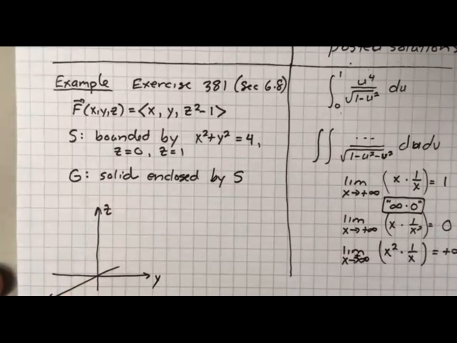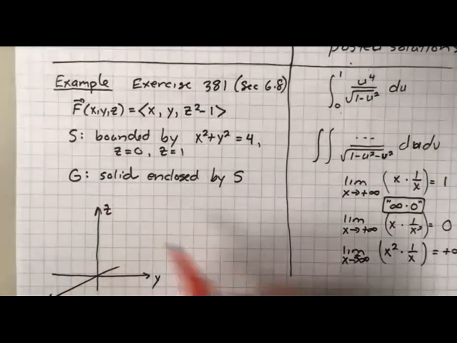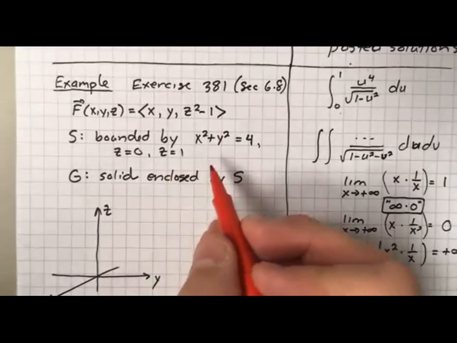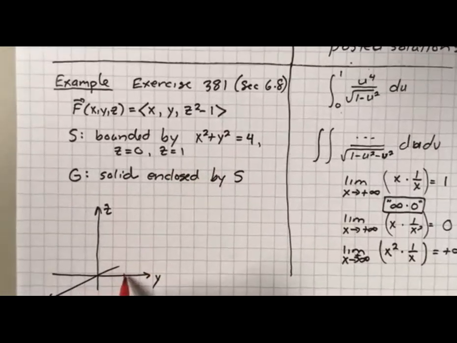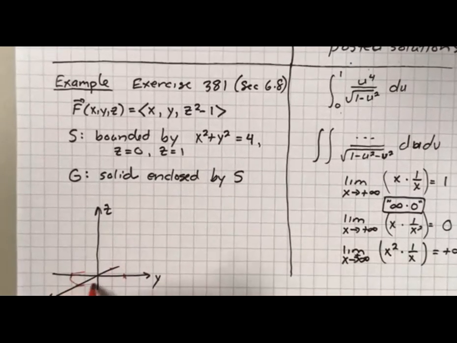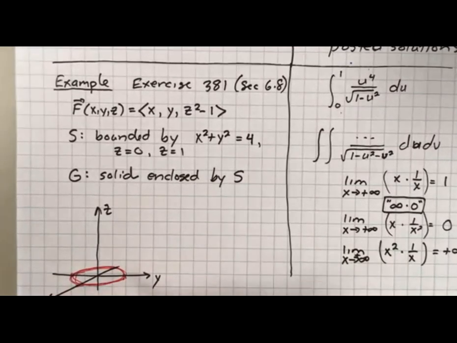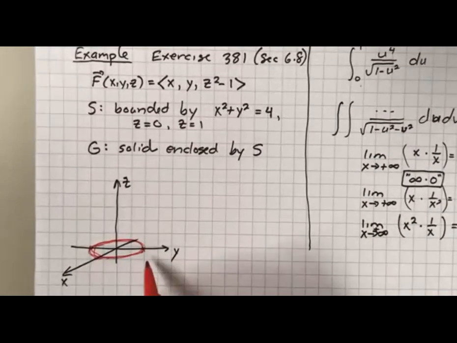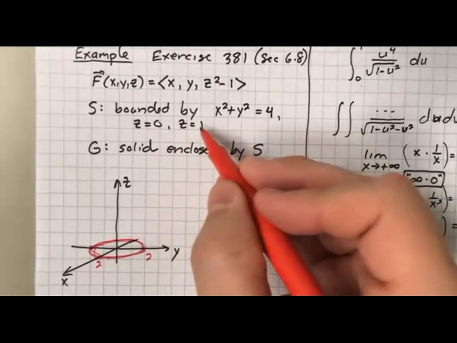Three-dimensional space oriented by the right-hand rule, X axis cross into the Y axis gives you the Z axis. This cylinder is radius 2. So let's mark something that could be radius 2. Kind of trying to draw a circle in perspective on the tabletop. And then it will be height 1.